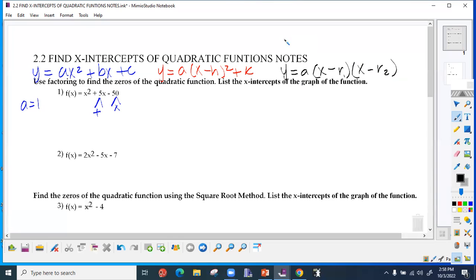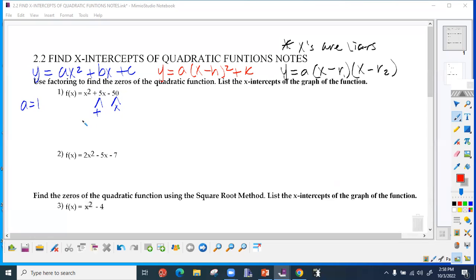Okay, a key thing to remember is that your x's are liars. So even though it looks like they are negatives, they're actually positives, okay? All right, so back to the problem now that we are informed. To remember standard form, A, B, C. So we're asking ourselves what multiplies to give us our C term, but adds to give us our B term. So what 2 numbers multiply to give me negative 50, but add to give me 5?